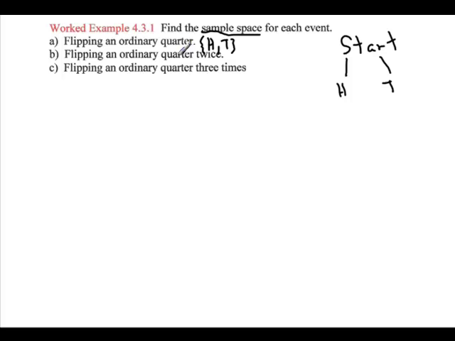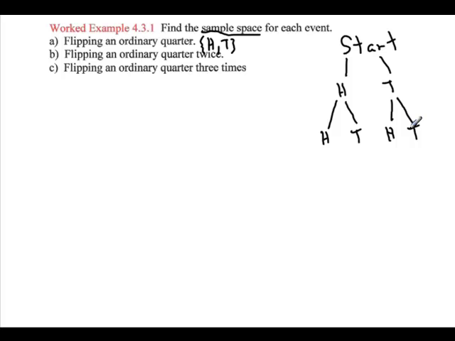So what would it be when we're flipping an ordinary quarter twice? Well, we can continue from our first tree. Suppose we had a heads the first flip. Then there are two possibilities for our second. We could get another heads, or we could get a tails. Same thing if we would have got a tails the first time round. There are two more possibilities there. A head or a tail the second time around.